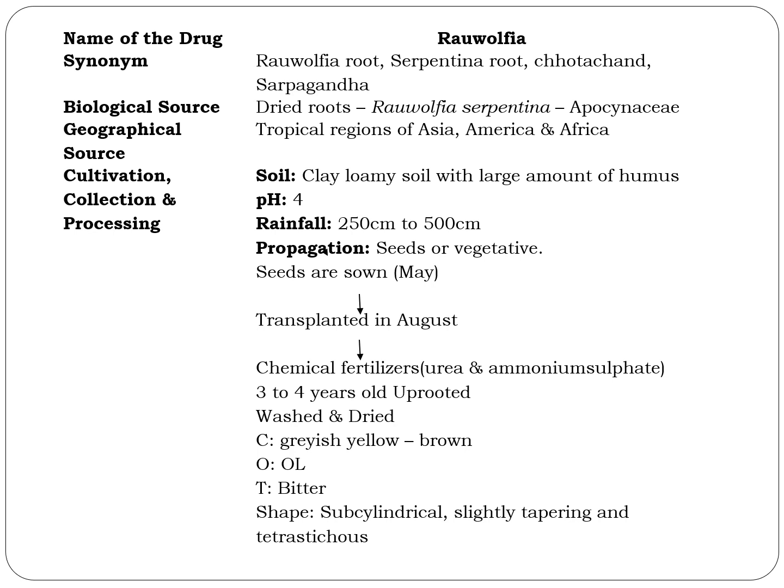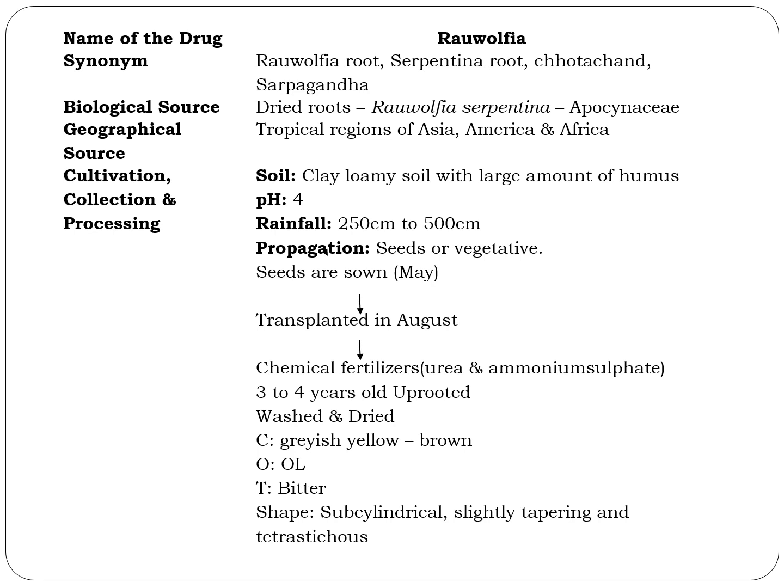This plant is widely distributed in tropical regions of Asia, America and Africa. This plant grows well in clay-loamy soil with a large amount of humus, and the soil pH should be 4. The rainfall should be around 250 cm to 500 cm per annum. The Rauwolfia plant can be propagated either by seeds or vegetatively.